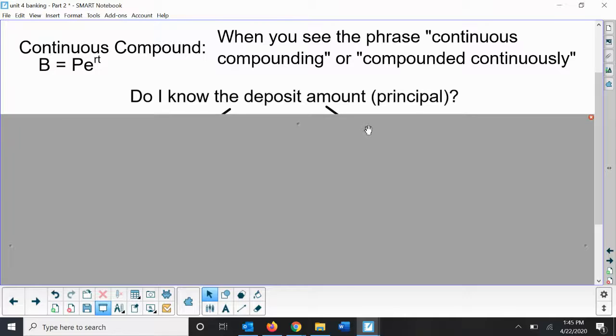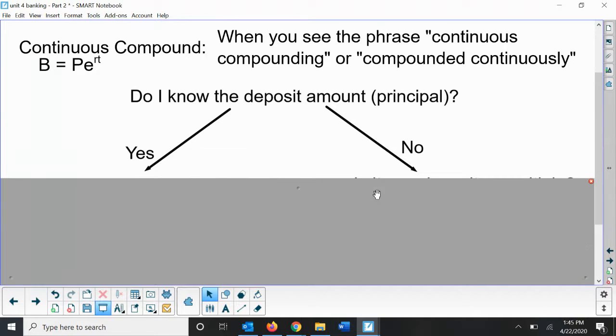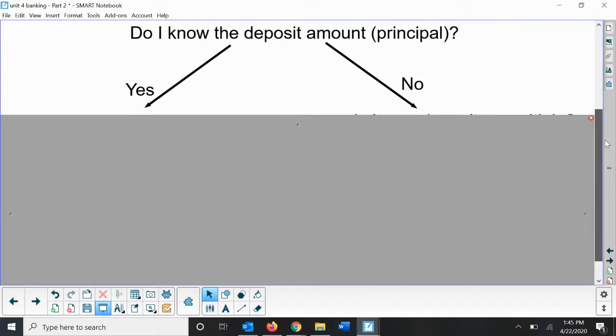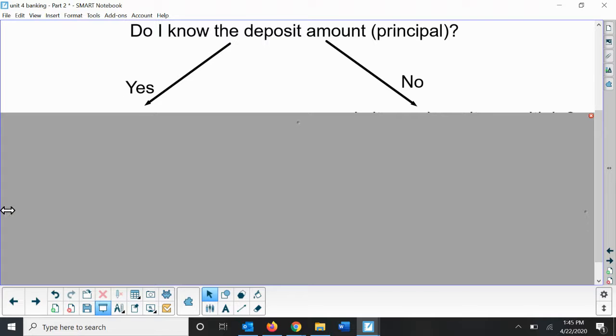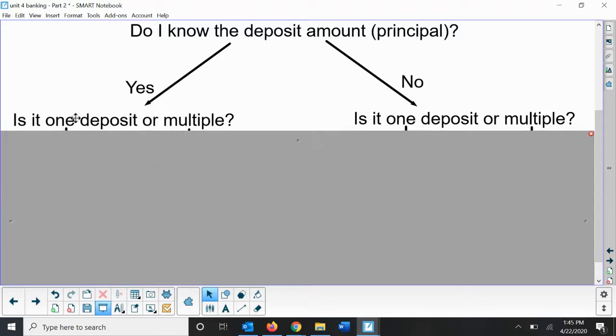But the first question that we ask ourselves is, do we know the deposit amount? Do we know how much we put into the bank? And this is just a yes or no question. Yes, we know the deposit amount, or nope, we don't know what that deposit amount is. So let's say we know the deposit amount. The next question that I ask here is, is it one deposit or is it multiple deposits? You'll notice that it's actually the same question over here, even if we don't know the deposit amount. And so it's really just 2 questions you have to ask yourself, and you follow this flow chart to figure out where we're going. So is it one deposit or is it multiple deposits?